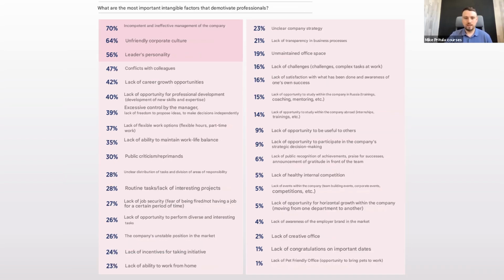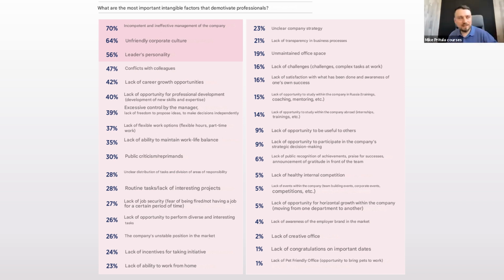Also very interesting data. 70%. For me, for example, it's quite expected. I was surprised that this item wasn't in the international HR study. Incompetent and ineffective company management. In other words, a manager who is not up to their position, to put it mildly. In second place is an unfriendly corporate culture. There's a concept called toxic corporate culture. It's where it's constantly accepted to attack each other, lash out, insult, offend, snitch, and so on.